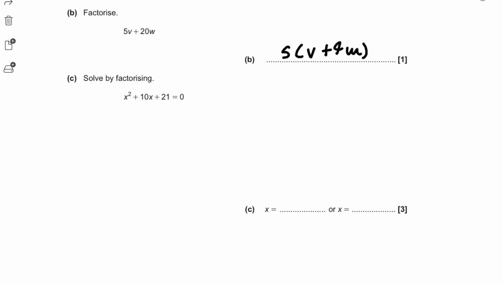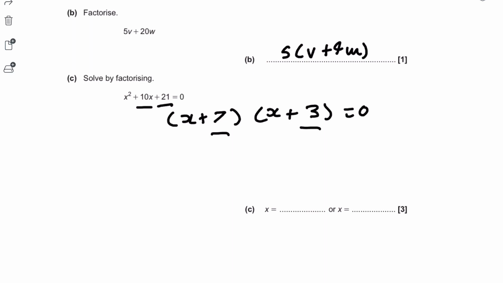That would be it, and solve by factorizing. So you want 2 brackets equals 0. It will be x plus something, x plus something. The two numbers here must multiply to make 21 and add to make 10. So the possible solutions would be 7 and 3. That's the only solution.